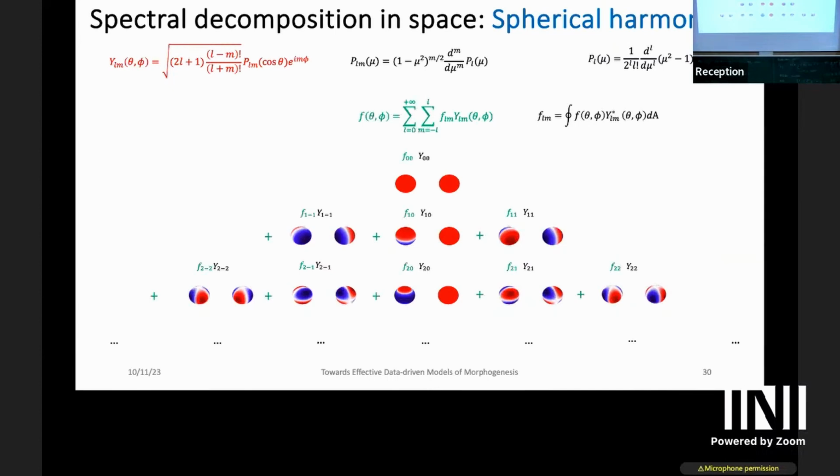Basically, spherical harmonics are a basis of harmonic functions, which are very useful to decompose any function or signal defined on the sphere. And as usual, the goal of the decomposition is to find these coefficients, which we can find using that.